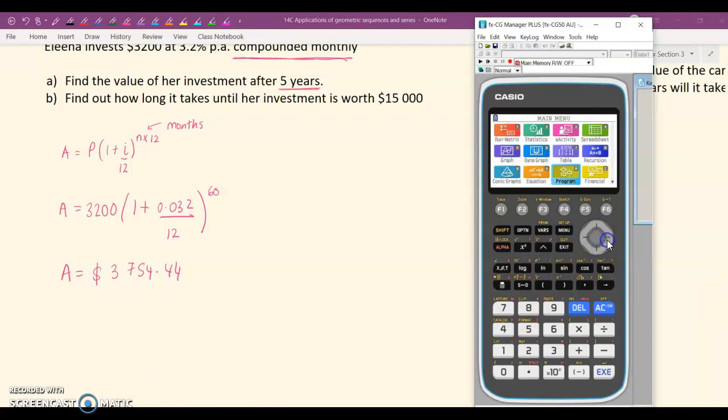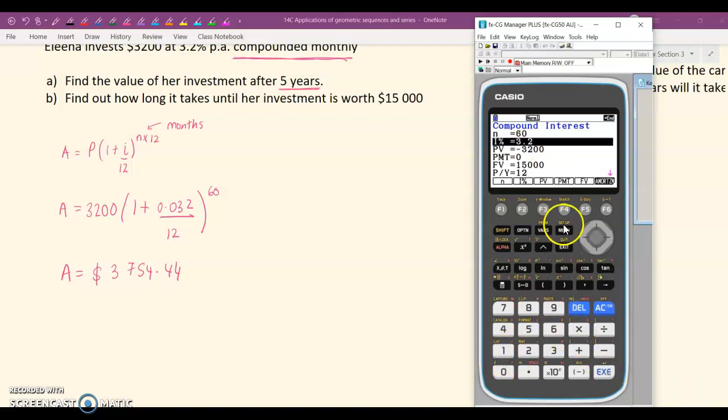Now there's actually a much more efficient way to do this on these calculators. If you go to menu and go down to the financial section in the bottom right corner and click on F2 compound interest, we can enter in all these values, and it does a lot more and a lot quicker than the formula. In here, n needs to always be the number of periods this is happening for. Because we're compounding monthly, this needs to be 60, so we type in 5 times 12, which is 60.